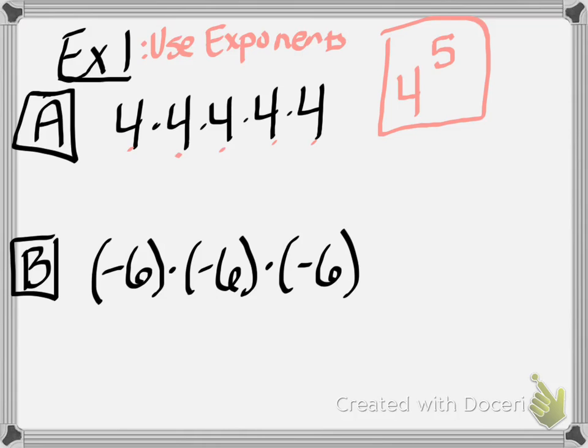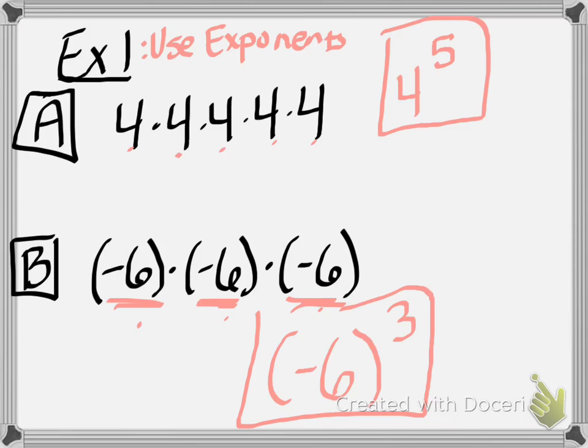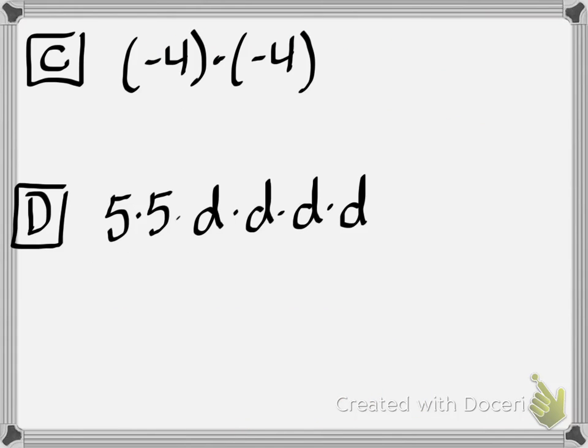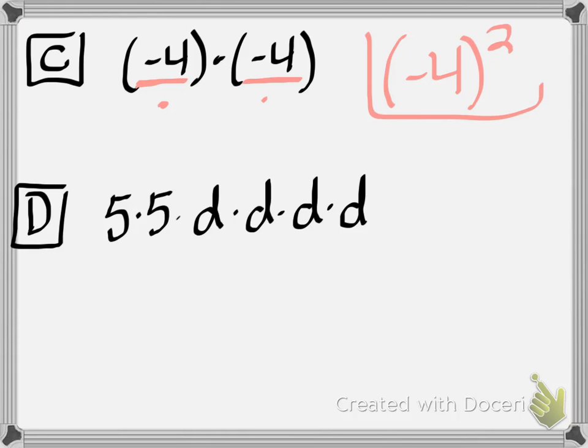Example 1b, my base is a negative 6. It's in parentheses so that the negative sign doesn't get lost. Negative 6, and I have it 1, 2, 3 times. So my answer is negative 6 cubed, or negative 6 to the 3rd power. In example C, I have negative 4 times negative 4. So my base is negative 4, and I have 2 of them. So that's my answer to C, negative 4 squared.